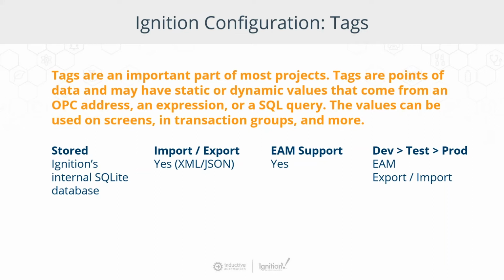There is, though, an import-export, and you can do that through XML. Now the new format is JSON. We also have EAM support for this. We're going to show this today, so you can actually move tags through EAM. And then from a dev test to production flow, you have two choices. You can either use EAM to push changes from one system to another, or we can export and import using that JSON file. Again, you do that manually, but at least we can make it easier by exporting it and then bringing it over to the other system. So, cool. Anything to add there, Kevin?